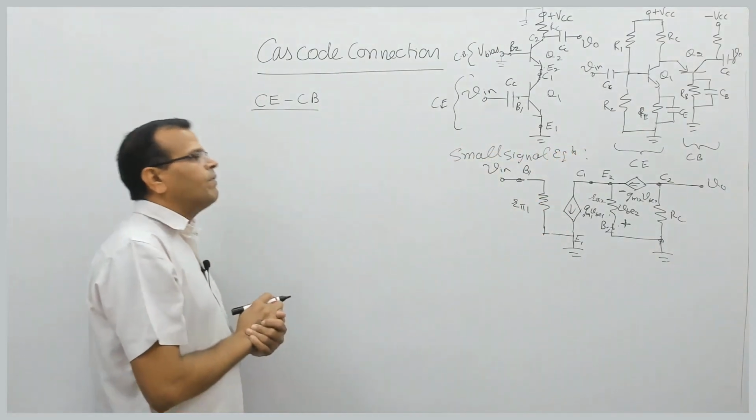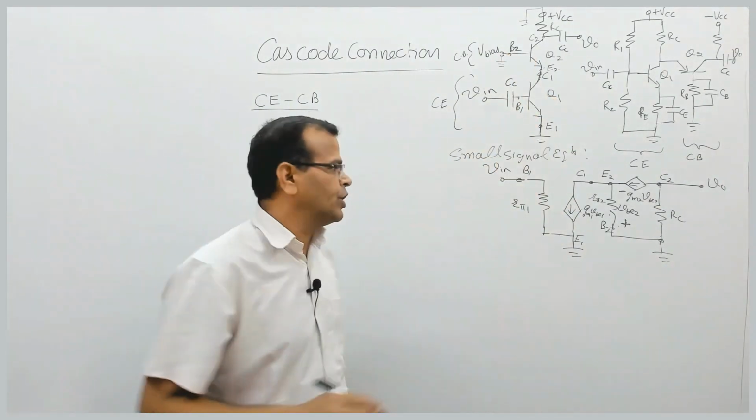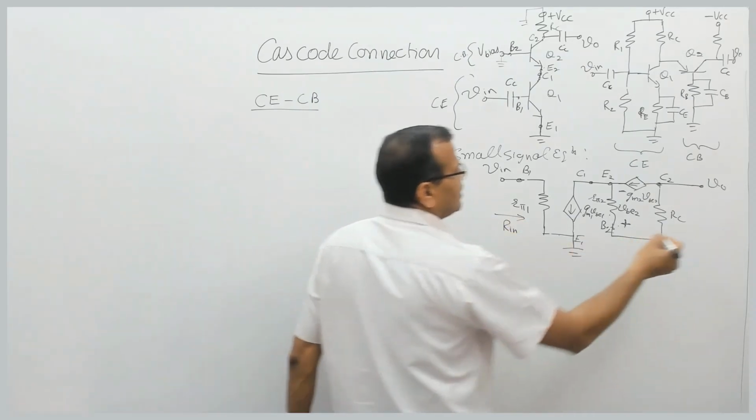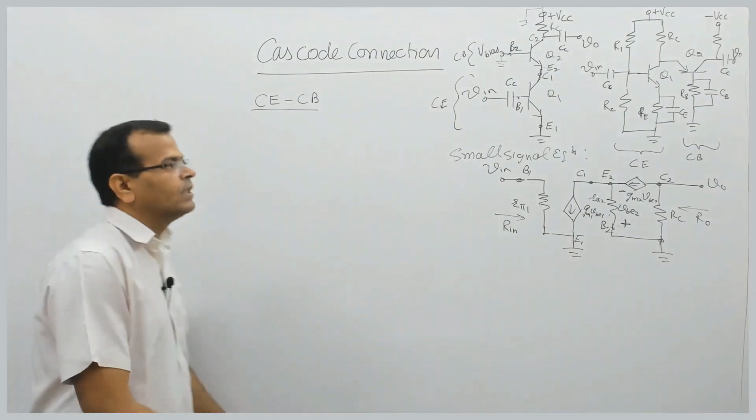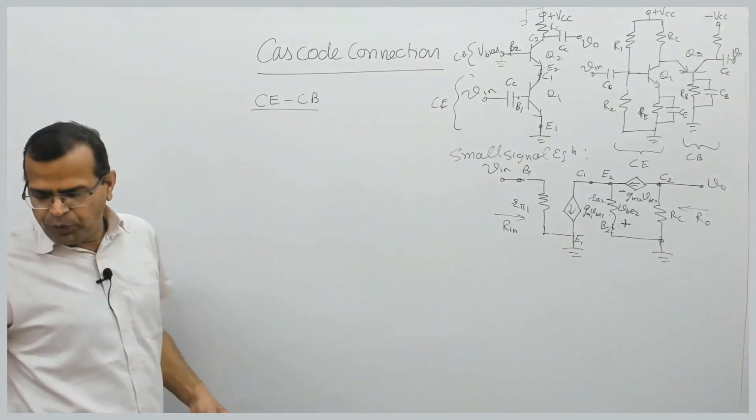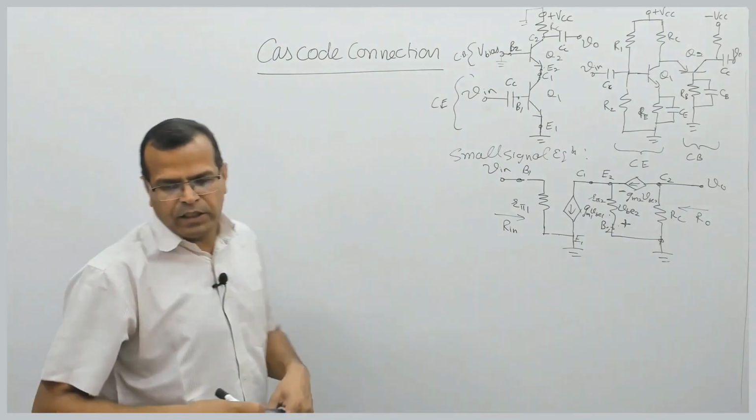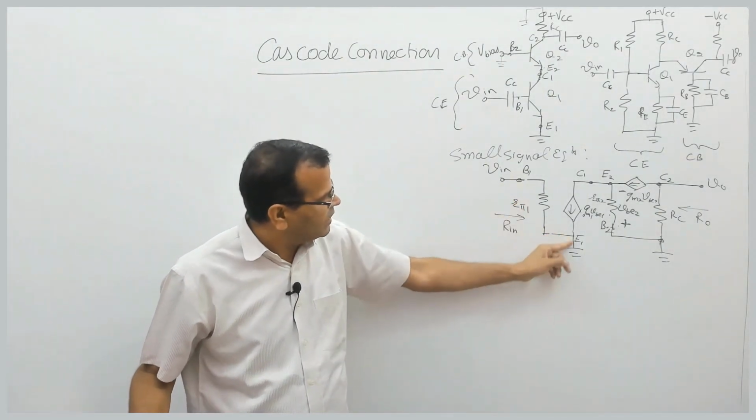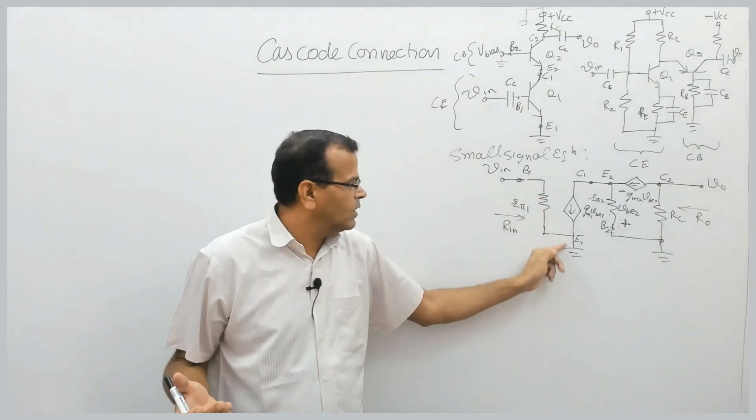From here we will find the different parameters of the cascode connection. What is the resistance seen from this side? That is the input resistance. What is the resistance seen from this side? That is the output resistance. So let us see the input resistance of the circuit. The input resistance is the resistance seen from the input side. When you see the resistance from the input side, this is connected to ground, so this much must be the input resistance, because this is directly connected to ground.